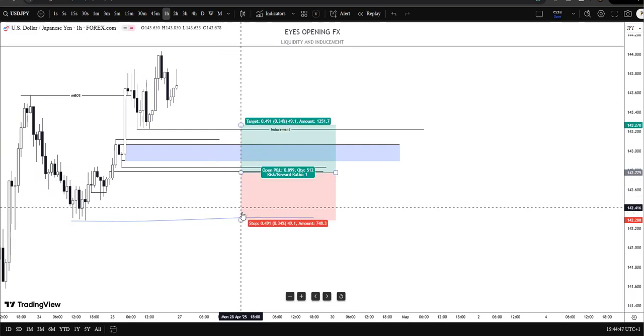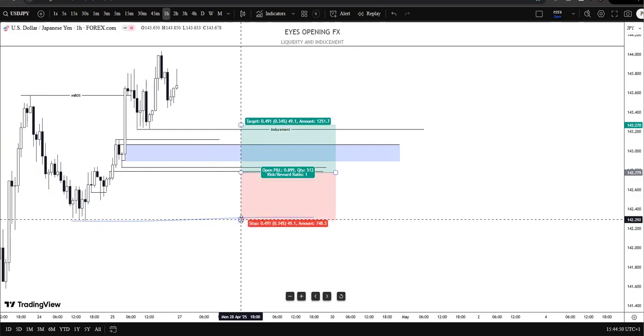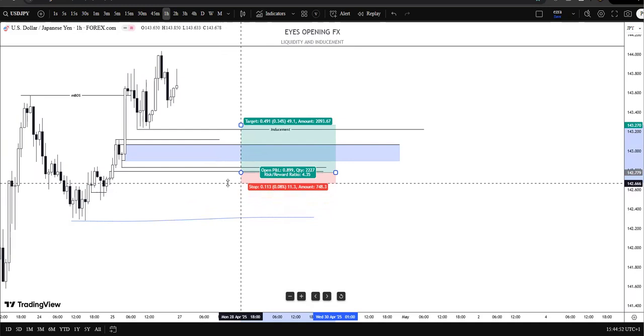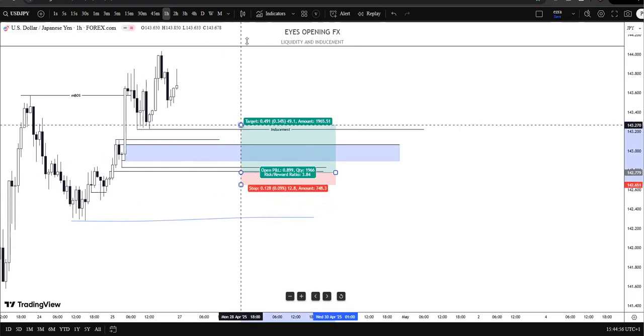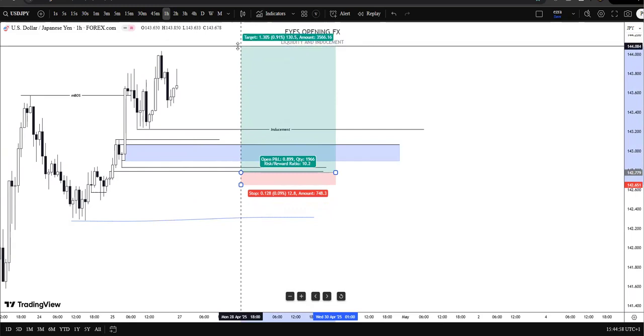This will be my major zone. My stop loss will be this. This will be my zone. Then just target this high.